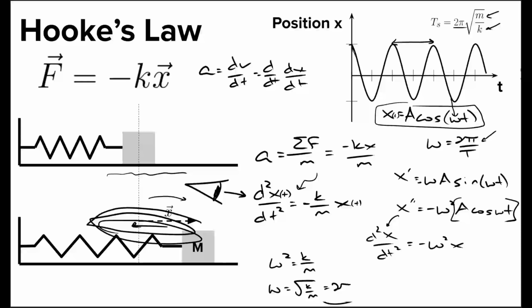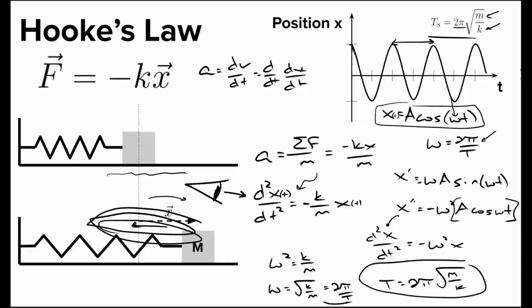That should equal 2 pi over the period. In other words, the period, if I solve here, would be 2 pi times 1 over root k over m, or 2 pi root m over k. That's how you get it. It's not fun, not pretty, but that's how you derive the period formula for a mass on a spring.